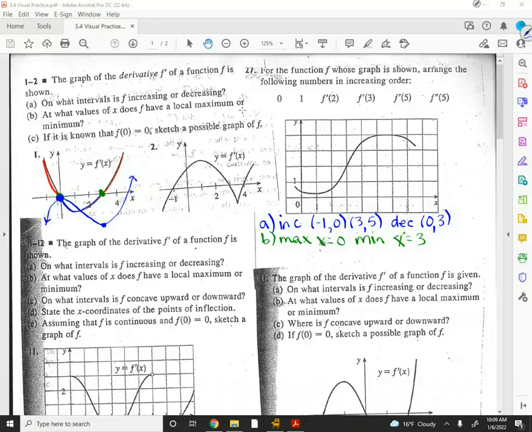The left point is at x equals -2, and the right far point is at x equals 5.